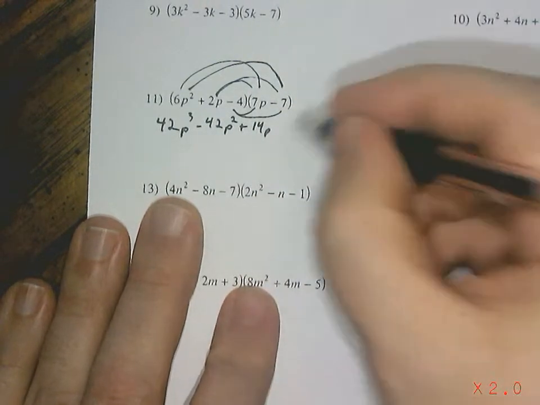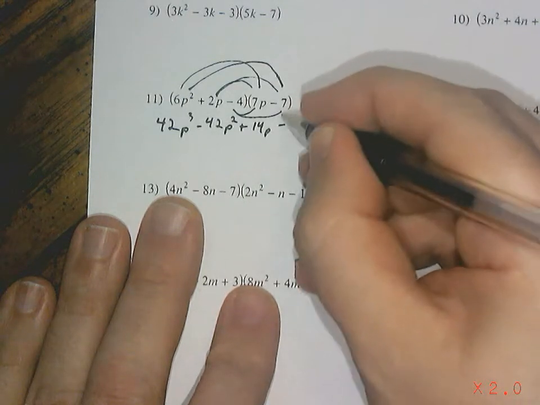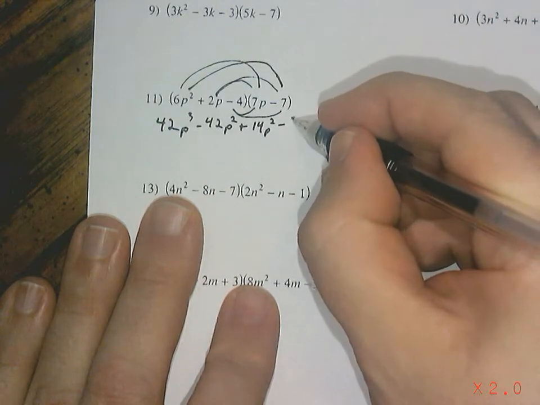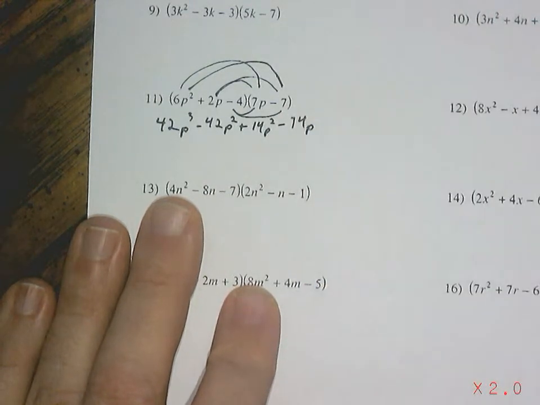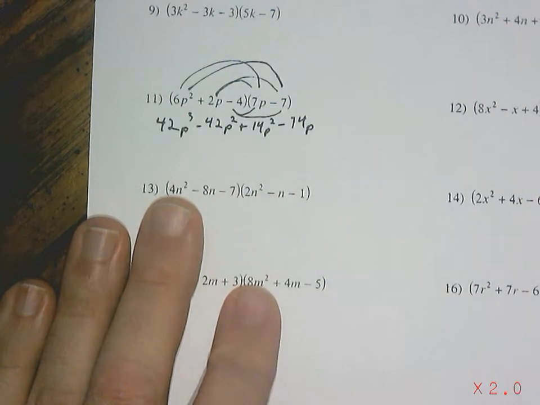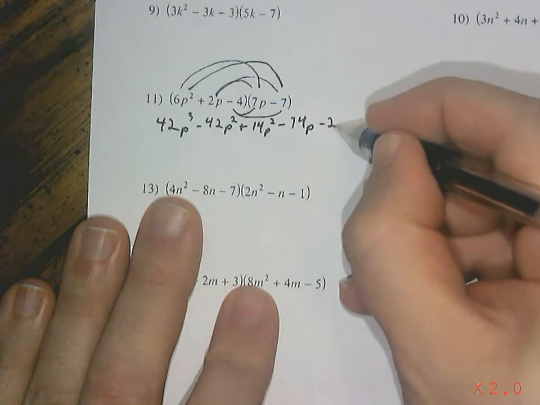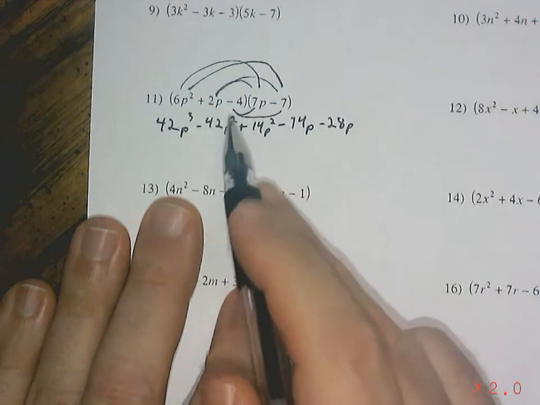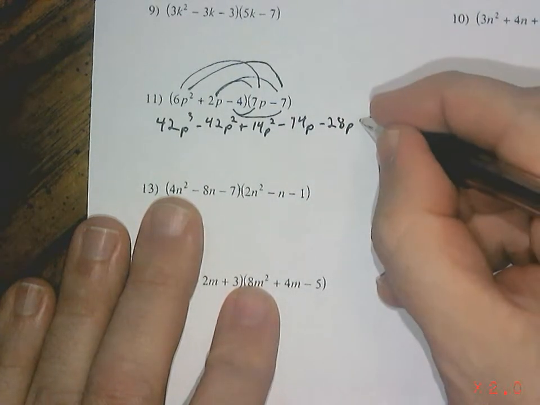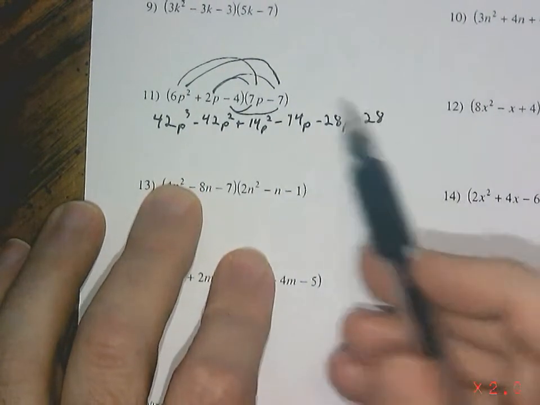2p times negative 7 would be minus 14, or it's 14p squared, and then minus 14p. Okay? Then the last one, the negative 4, multiply it. 7 times negative 4 times 7 is negative 28p. And then negative 4 times negative 7 would be positive 28. So plus 28. Okay. Now we've got a whole bunch of numbers here.